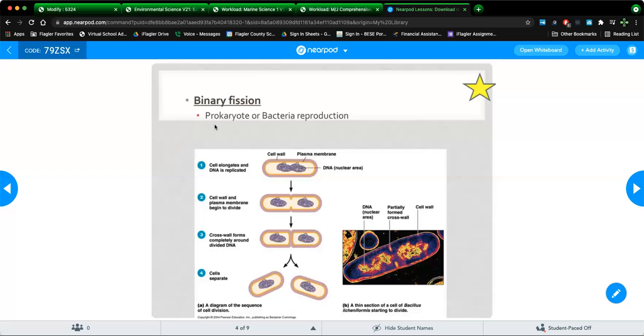Prokaryotic cells obviously divide too. They just do so through a process called binary fission. You don't need to know much of the steps. All you really need to know as far as your end of course exam is that the bacteria basically elongate, the DNA replicates, it splits in half, and that's pretty much it. As long as you know the name binary fission is for prokaryotic cells or bacteria, you should be good.